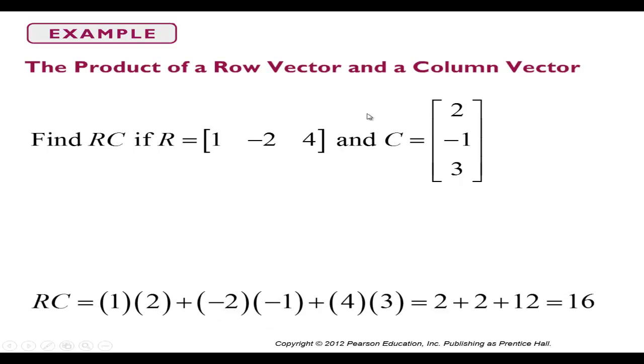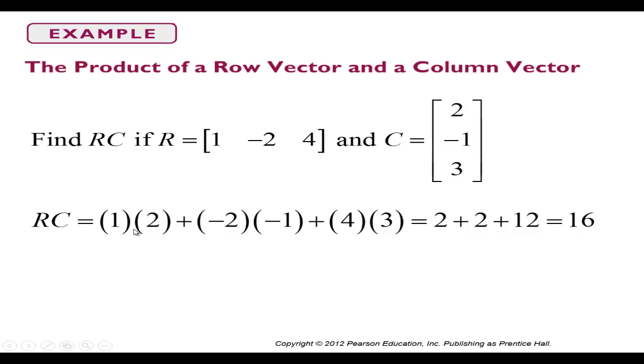So you're going to multiply 1 times 2, and then you're going to multiply the first row, second column with the first column, second row. So it'll be 1 times 2, that's this one, and then negative 2 times negative 1, and then plus 4 times 3. So it'll be 1 times 2 plus negative 2 times negative 1 plus 4 times 3.